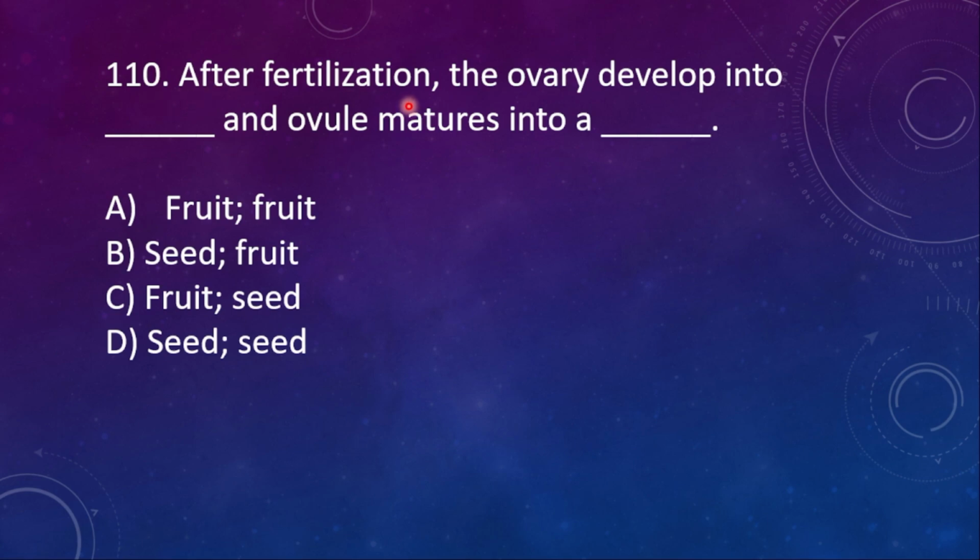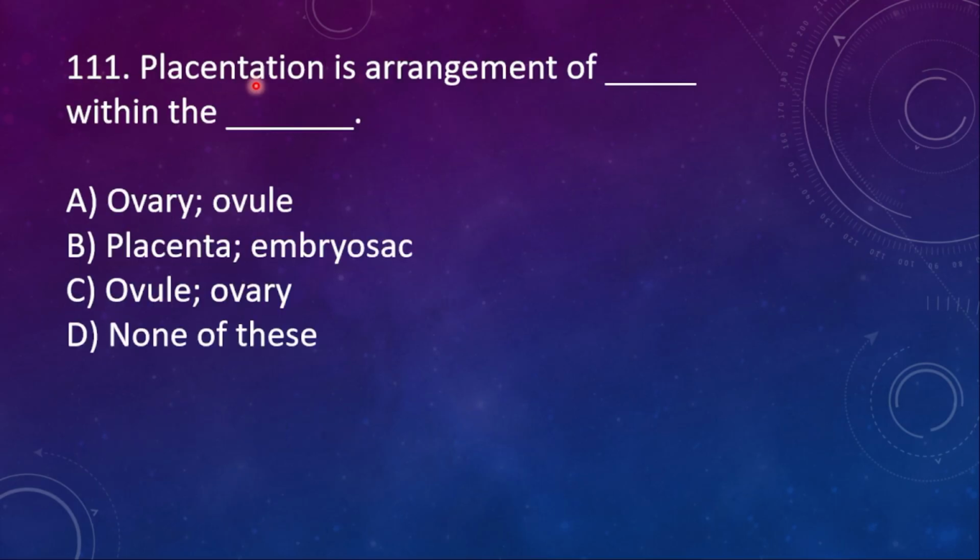So option A is correct. 110. After fertilization, the ovary develops into dash and then ovule matures into dash. Ovary develops into fruit, ovule matures into seed. So fruit and then seed. Correct option is C.